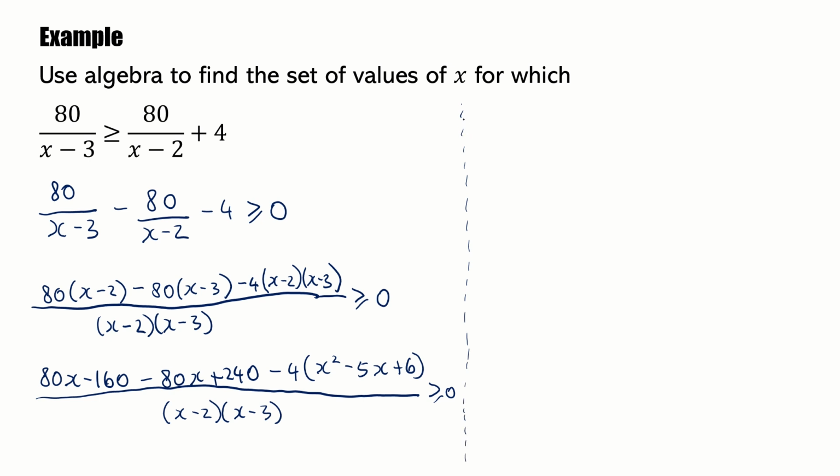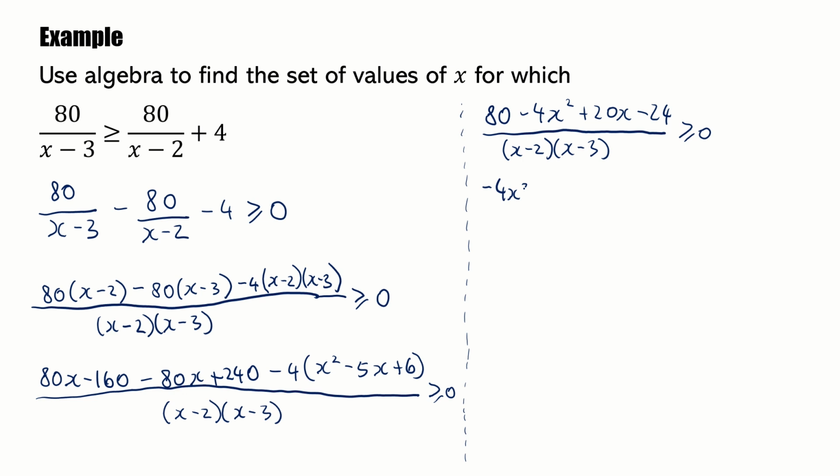So for instance, already on the top I can see that 80x and the minus 80x are cancelling out. The minus 160 and 240 become an 80. And then we get a minus 4x squared, a plus 20x, and minus 24, all over that denominator. And then doing some more simplifying, we get a quadratic.